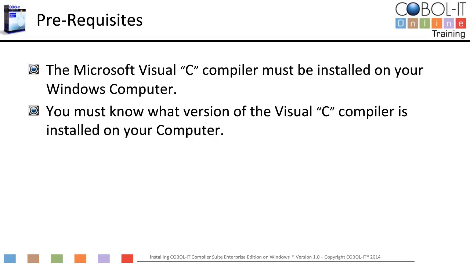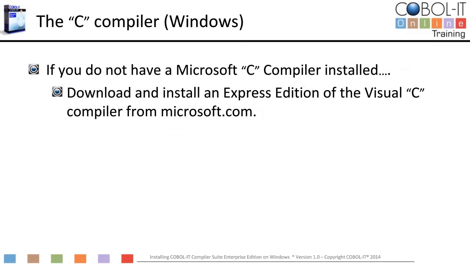In this exercise, we have the Express edition of the Visual C 2010 compiler installed on our computer. COBOL-IT can be used with 32 and 64-bit Microsoft Visual C compilers. In our exercises, we are using a 32-bit Visual C compiler, and will download and install a 32-bit COBOL-IT compiler. If you are using a 64-bit Visual C compiler, you must download and install the 64-bit COBOL-IT compiler.